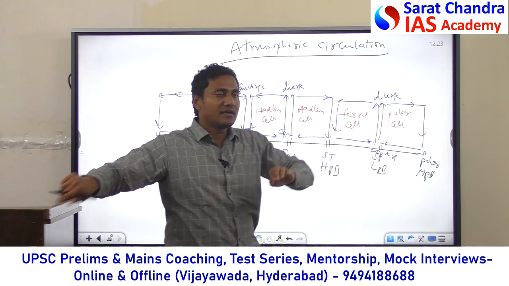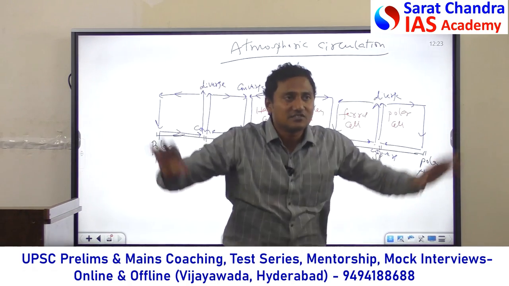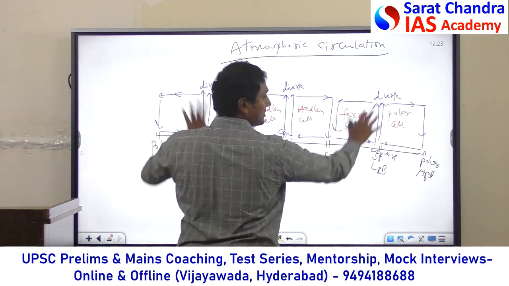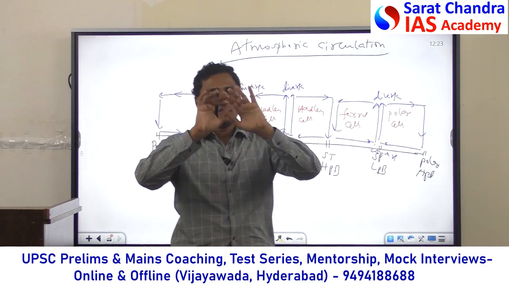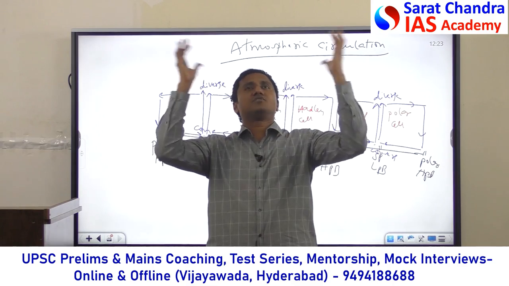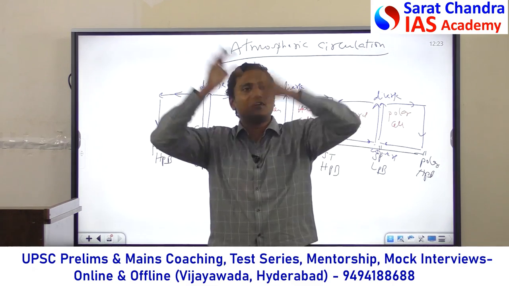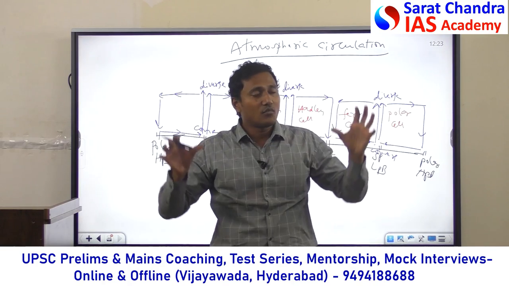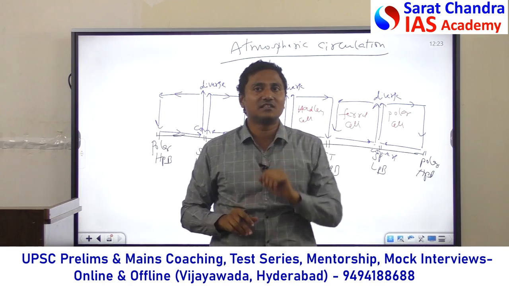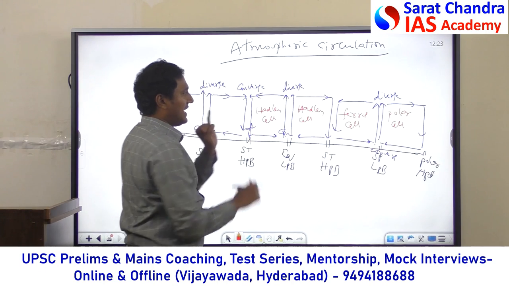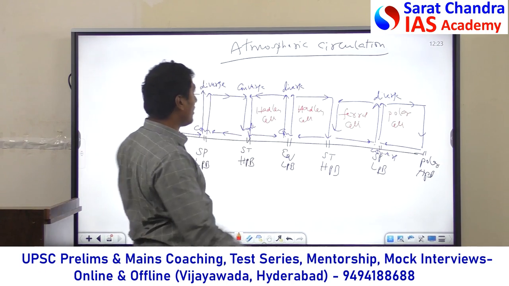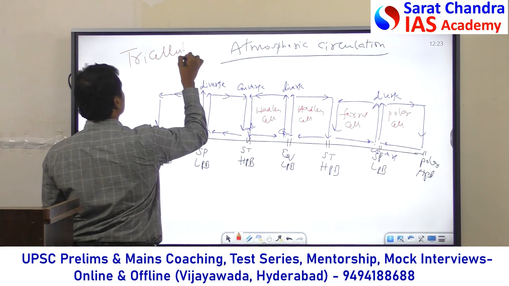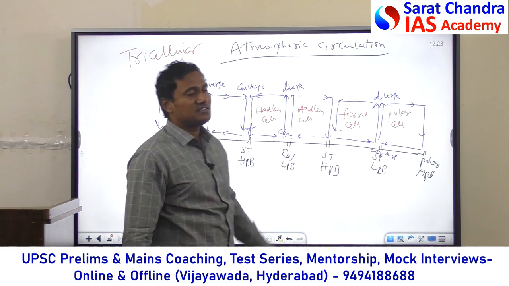These cells mean that the atmosphere is circulating. See, the atmosphere is circulating. This is the earth, and the atmosphere around the earth is always circulating continuously. This is called atmosphere circulation. And how many cells are there? Three: Hadley, Ferrell, polar. Three cells. So it's called tricellular, and this is happening along the longitudes.